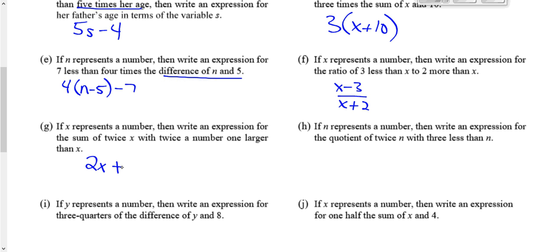Let's see. Write the expression for the sum of twice x. There's my twice x, with twice a number that's 1 larger than x. Oh. So that's 2x plus 1? How do we get a number 1 larger than x? And how do we get twice that? Yeah. You're close. Try number 8 or letter H. There's a couple ways to do it. No, not H. Scratch it. I was looking wrong.